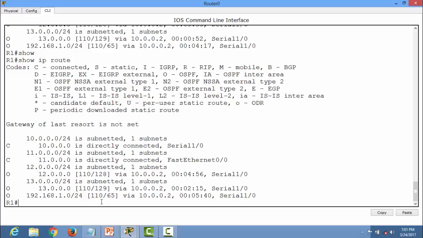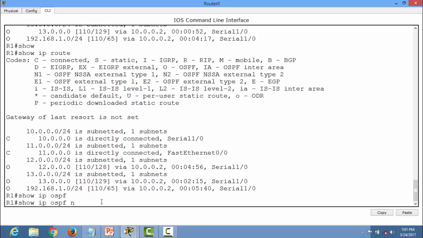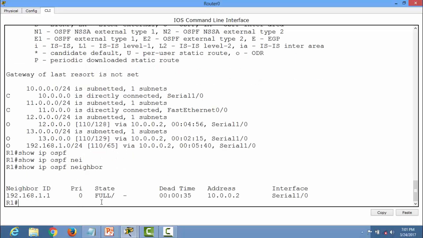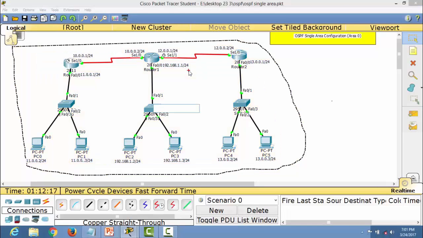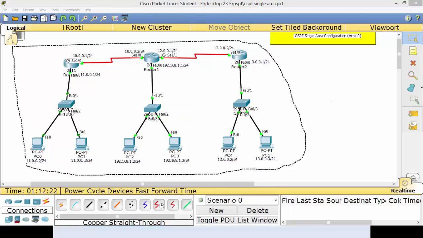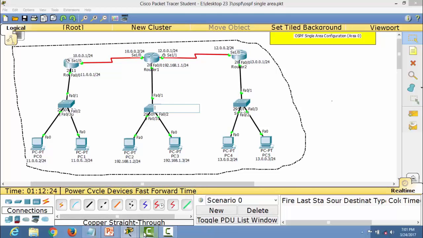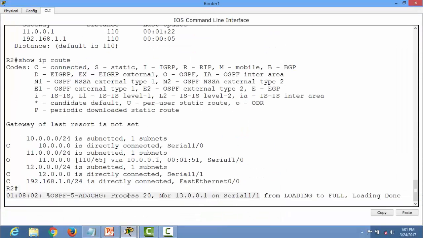Next, the neighbor database. Show IP OSPF neighbor. Remember. Now it is saying I have one neighbor. Network ID is router ID. That particular router ID is because this router has only one neighbor, one directly connected, whose router ID is, you remember again, 192.168.1.1. So the router knows about only one neighbor.